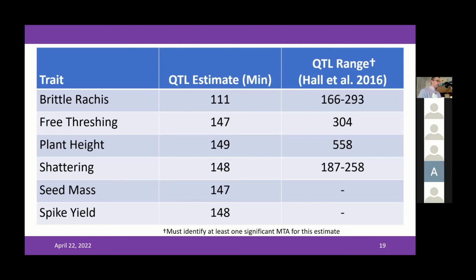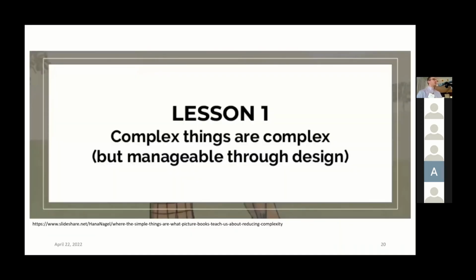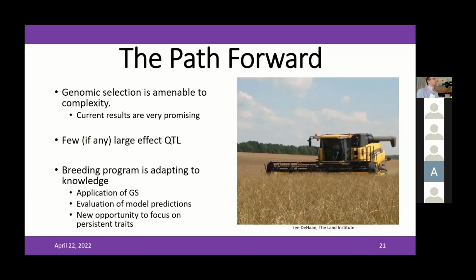So taking this, I like to think of it just that complex things are complex, but we can manage this through clever designs. One way that we can do this is genomic selection. It's a method that has been developed for these very complex situations. We know that there are few, if any, large effect QTLs, and we can adapt our breeding program going forward to take advantage of that information.